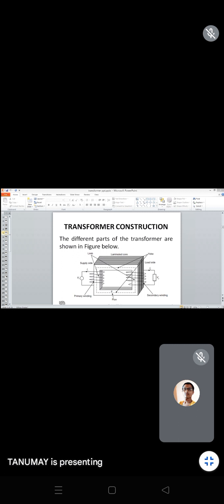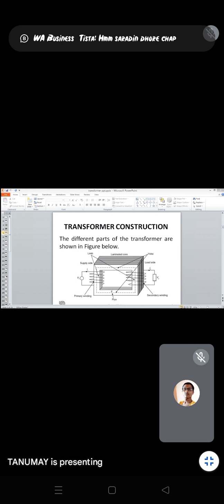Now, depending on construction, we can classify transformers as core type transformer and shell type transformer. What is a core type transformer? This is one particular core type transformer. That means the transformer winding surrounds the transformer core. That's why it is called the core type transformer. In case of shell type transformer, the transformer limb will try to surround the transformer winding.